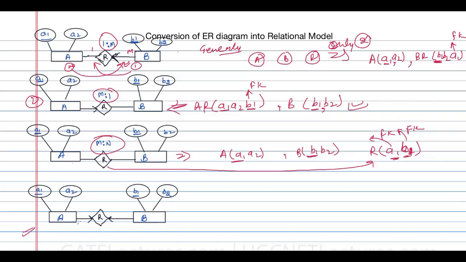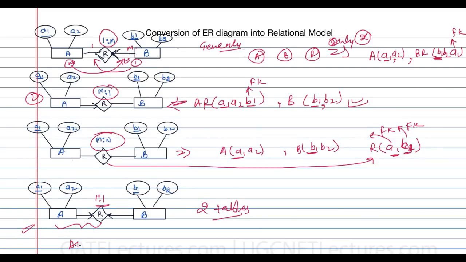Okay, now check out the next diagram. Here they are saying this is having a one-to-one relationship in both directions. So if you have a one-to-one relationship, then in this case we are only going to require two tables. We don't require more than two tables. And for these two tables, you can combine this A with the relation R, so you can make a table AR, which is having the attributes A1, A2 and B1, and the second will be the table B, which is having B1 and B2. This is one way of creating the tables.